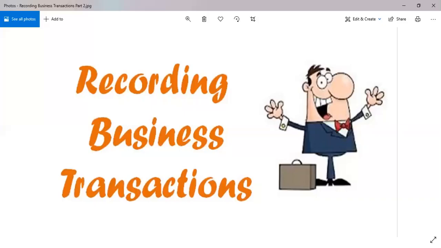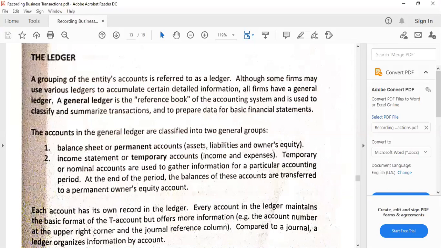Good day, everyone. This is the continuation of recording business transactions that we started last time, and this is the second part. Remember, the first part was all about journalizing and recording of business transactions, and prior to that, we tackled some introductory items to journalizing transactions. And now we are going to proceed to the next parts, which are the recording of transactions.